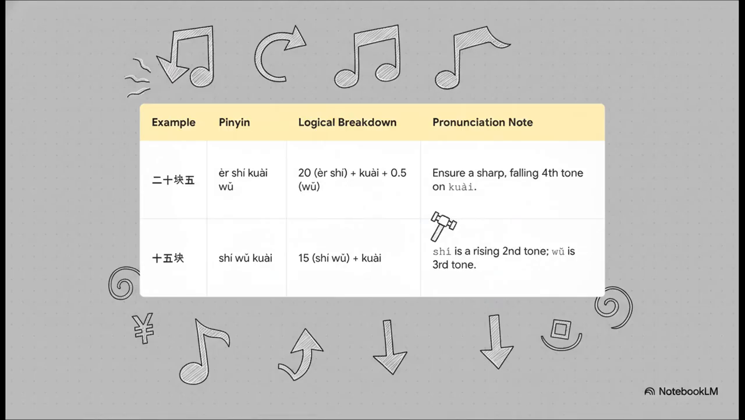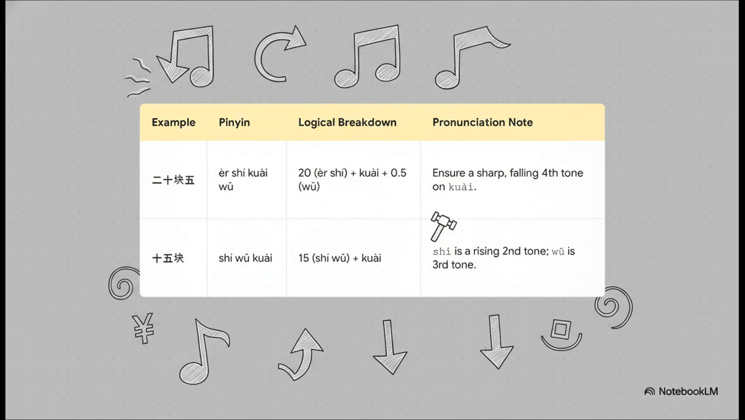Look at that first row, our original example. Listen very closely to the tones. First, R, that's a falling fourth tone. Then sh, a rising second tone. Then kuai, another sharp falling fourth tone. And finally wu, a falling rising third tone. Let's try it slowly. R, sh, kuai, wu. Good. Now, at a more natural pace, R, sh, kuai, wu.